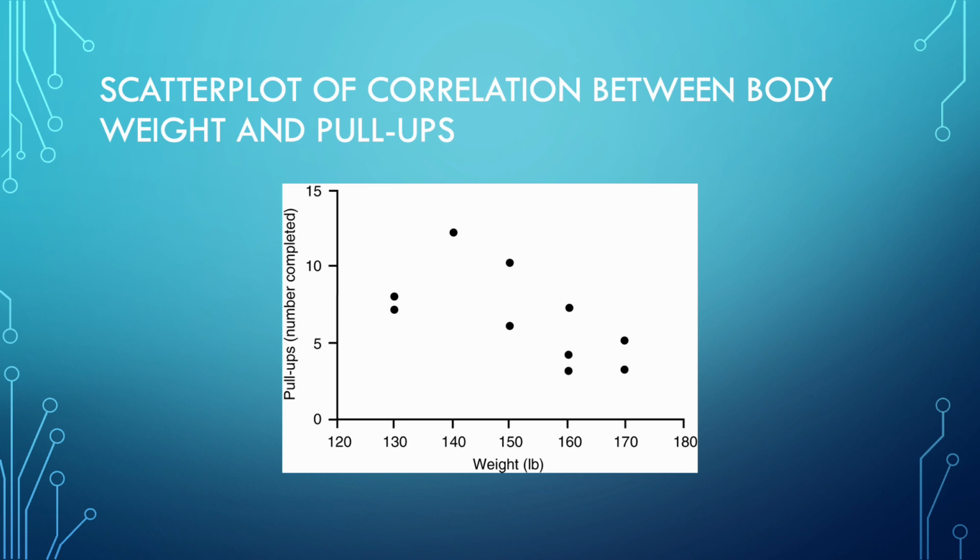This is a scatter plot of the correlation between body weight and pull-ups. As we can see here, weight in pounds is on our x-axis and number of pull-ups is on our y-axis. Again, each dot represents a specific individual. If we look at the overall trend of this graph and a line were inserted, it would be in this direction, or a negative direction, for a negative correlation.